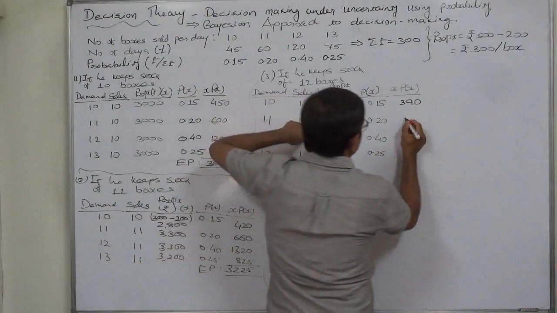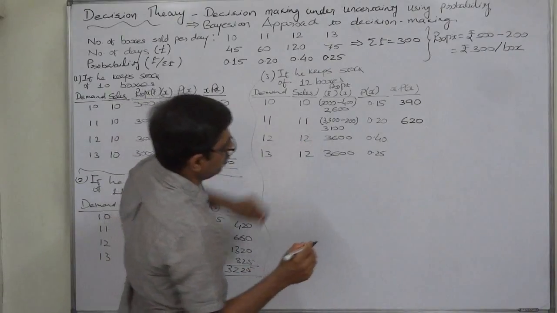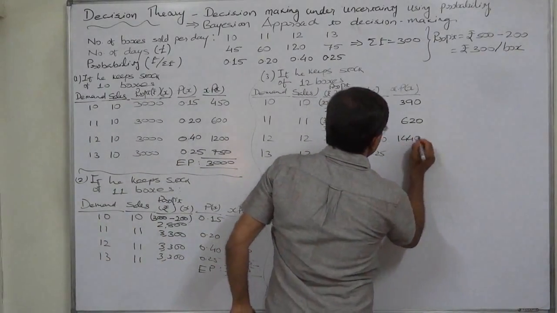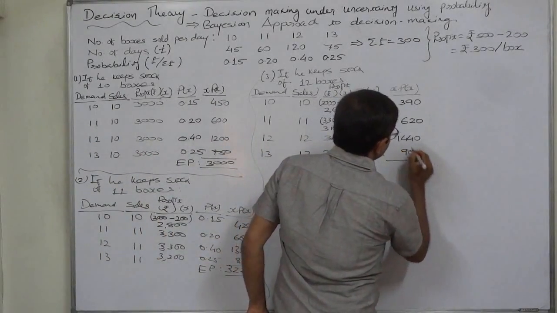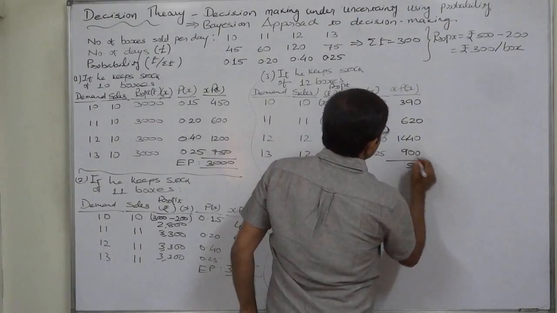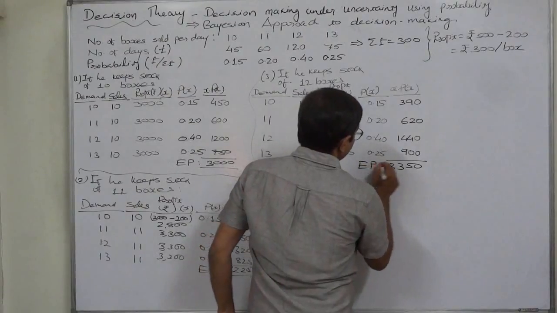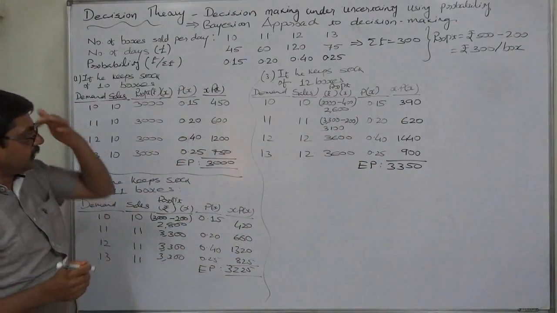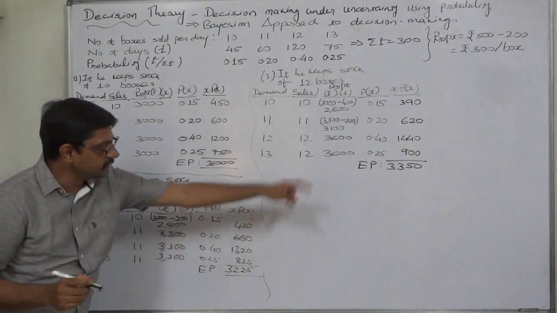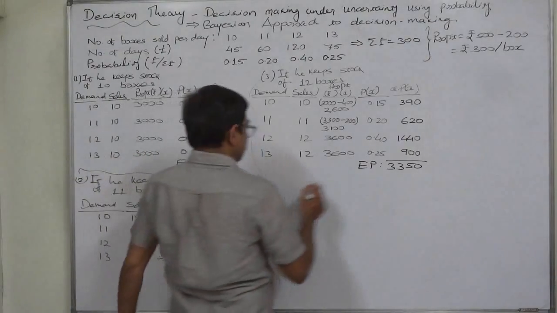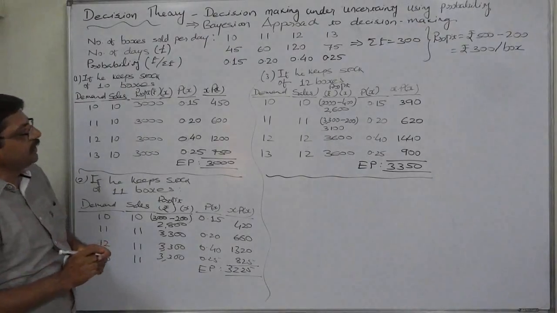3100 into 0.2, 620. 3600 into 0.4, 1440. 3600 into 0.25, 900. And the summation will be 3350. His expected profit, if he keeps stock of 12 boxes, comes to 3350, which is higher in these three cases. Now the last alternative to him is to keep stock of 13 boxes.